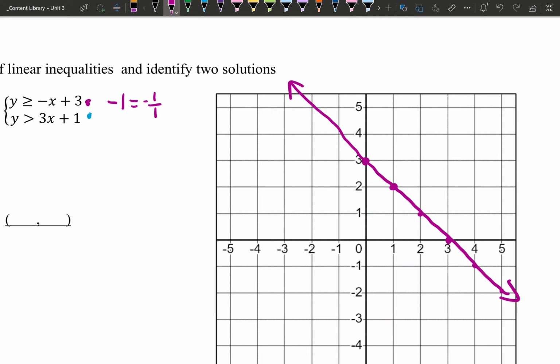Lastly, I need to decide where I'm shading. I have y is greater than, which means I'm going to shade above my y-intercept. I'm going to grab my pink highlighter, and I'm going to shade everything over here, because this is all above the y-intercept.